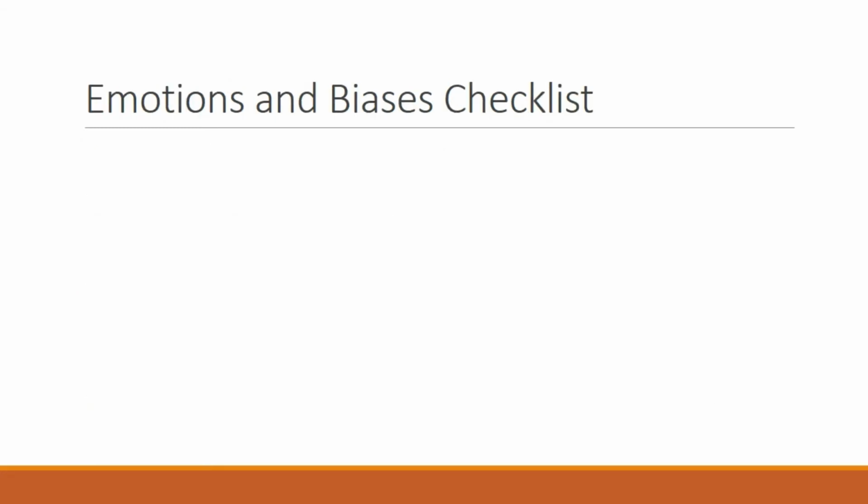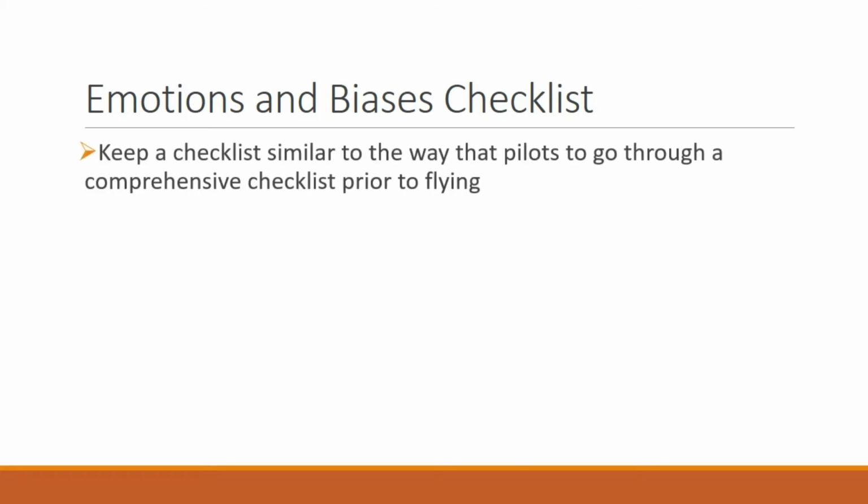Next is the emotions and biases checklist. This is a very important tool for trying to identify and to mitigate emotional biases and cognitive biases. This entails keeping a checklist similar to the way that pilots go through a comprehensive checklist before they fly. Before making investments or trading decisions, we should follow a similar idea and have a checklist ready.